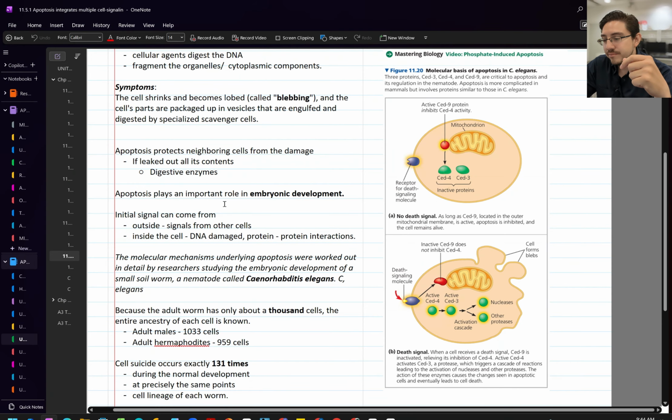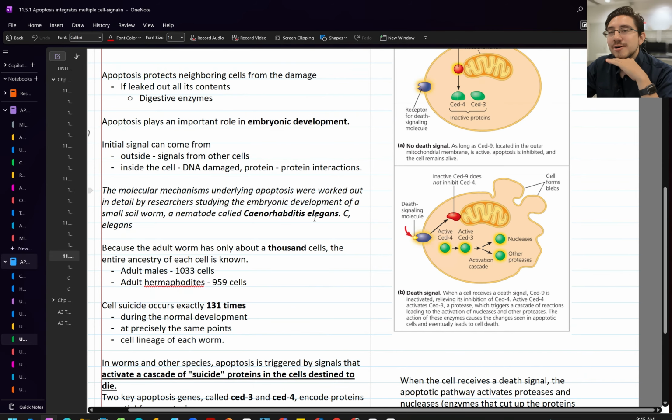And interestingly, scientists have worked out this whole idea of apoptosis studying a very famous organism known as Caenorhabditis elegans, commonly known as C. elegans, which you probably have heard of. Embryonic development of C. elegans, scientists have figured out what happens to each cell to the T, like to a specific number of cells. It's quite fascinating. An adult worm has only about 1,000 cells, okay?